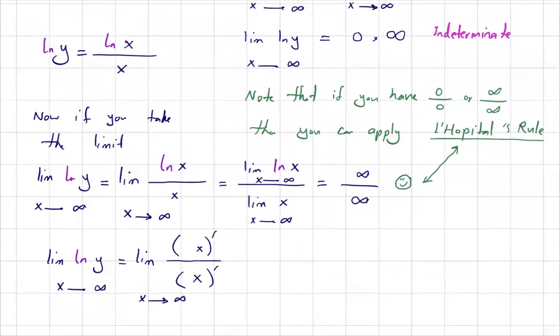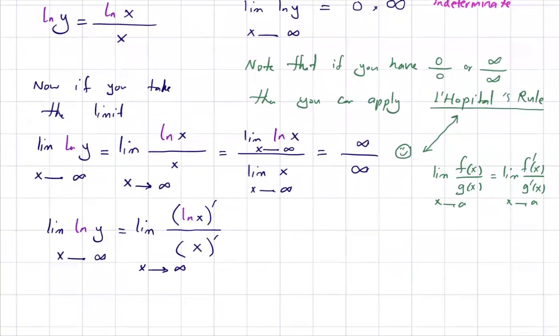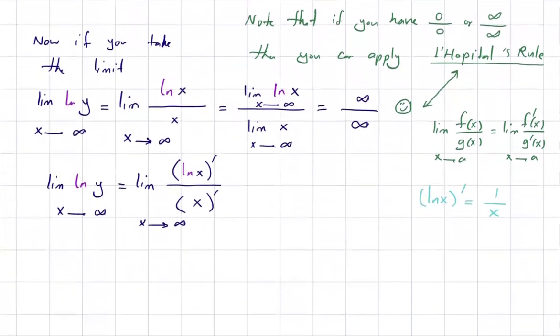This was basically the technique of using L'Hopital's rule, because if you have infinity over infinity or 0 over 0, then the limit of f of x divided by g of x as x goes to a is the same as the limit of f prime of x divided by g prime of x as x goes to a. This is basically L'Hopital's rule. Okay. From calculus, remember that the derivative of ln of x is equal to 1 over x.